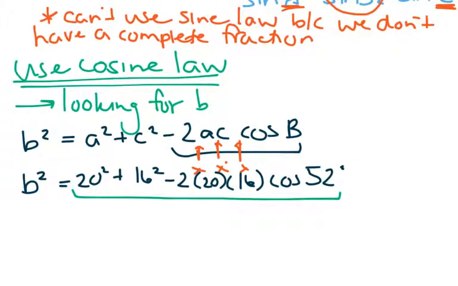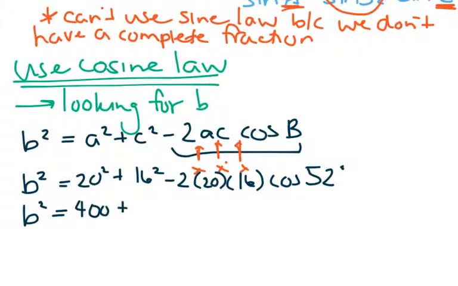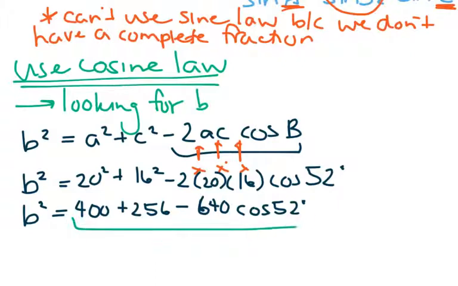So now what we're going to do is we are literally going to plug this all into the calculator. So I'm going to do little steps. I'll do 20 squared plus 16 squared, and then we'll add up what we can. So I'm going to put in b squared equals 20 squared is just 400. Plus 16 squared is 256, and 2 times 20 times 16, that's just negative 640, and then we're going to put this cos 52. So now we can just put everything into the calculator. So I'm going to type in 400 plus 256 minus 640 times cos of 52.